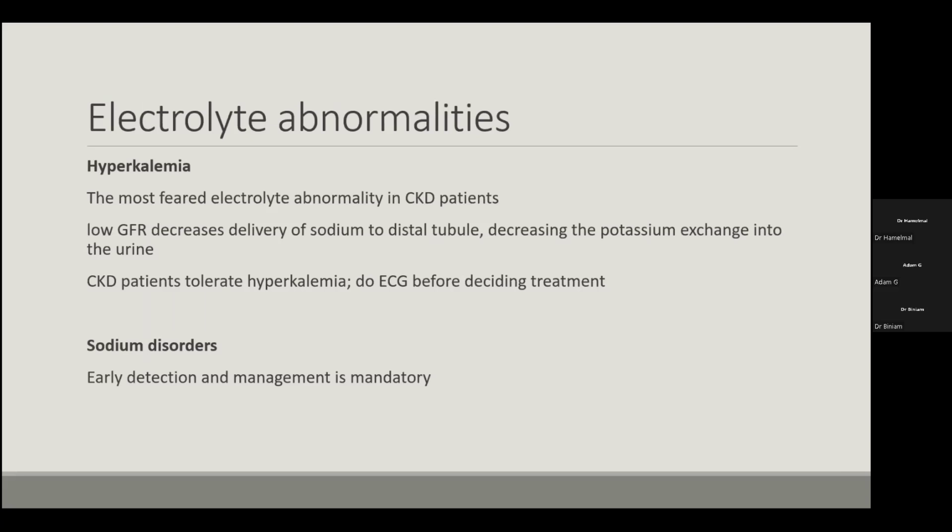Hyperkalemia is the third electrolyte abnormality in CKD patients, but CKD patients tolerate hyperkalemia. So you have to check an ECG before deciding on treatment. Most patients tolerate hyperkalemia of 5 to 6 better when they have chronic kidney disease. Above 6, you should worry, but 5 to 6 may be okay in CKD patients. And because they have been hyperkalemic for a while, the cardiac status tolerates hyperkalemia more.